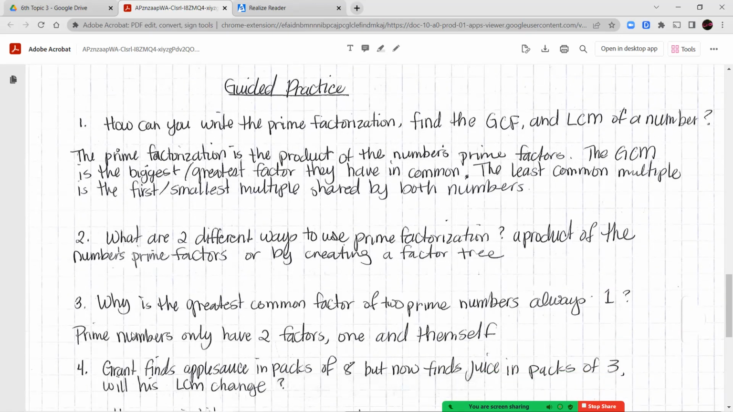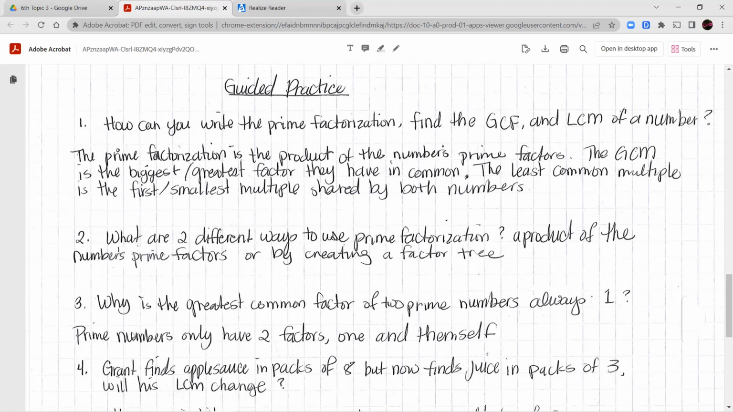Number 1 says, how can you write the prime factorization, find the greatest common factor and the least common multiple of a number? So we know the prime factorization is the product of the number's prime factors. So once you break it down into all of its parts, that is the product. The prime factorization is those numbers you would multiply by each other that are so small they're down to being prime numbers.